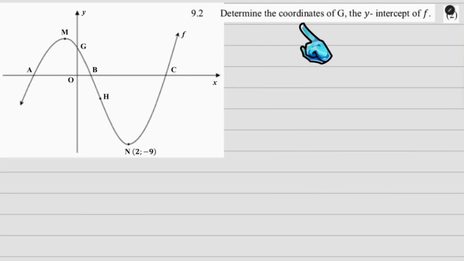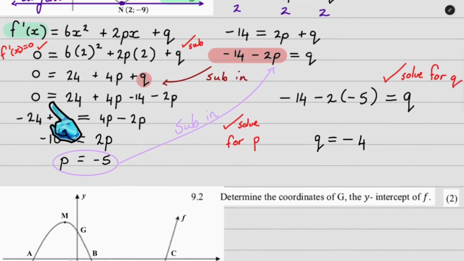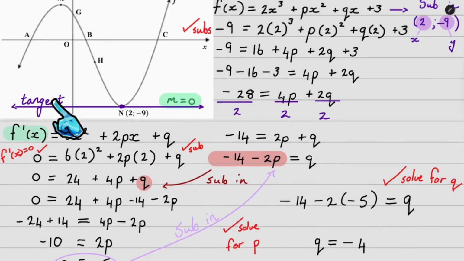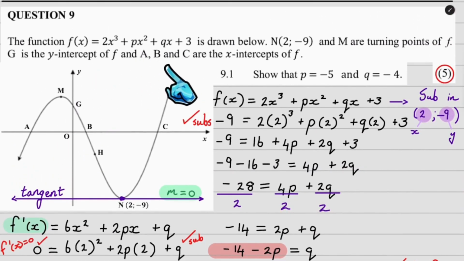Okay, we are asked to get the y-intercept of f now. To get the y-intercept of f, we're going to need its equation. And that was the fat mission we went on in 9.1. So what I'm going to do is, I'm going to grab the equation. Here's the equation. And I'm going to fill in p and q into this thing so that I have the full equation.